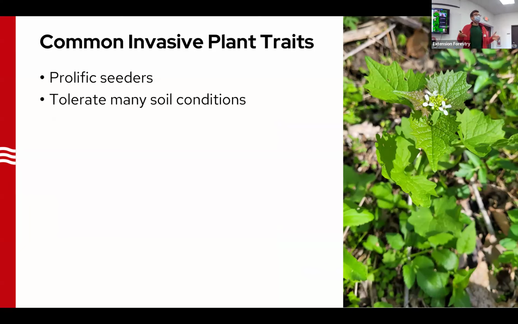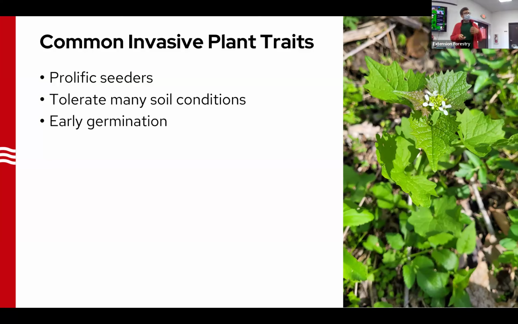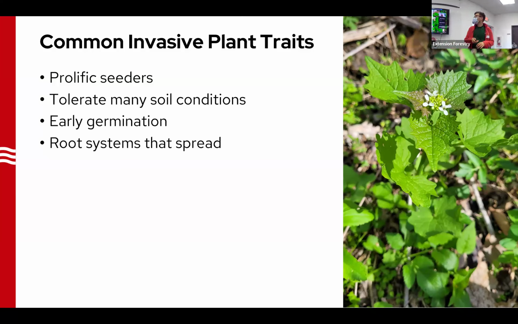Oftentimes, these plants can be tolerant of many different soil conditions, so they can occupy different habitats. There are some invasive plants that really only show up in wet conditions. There's some that really show up in dry conditions, but generally, most invasive plants have an ability to tolerate many different habitats. They also have a tendency to germinate early. When we're looking at common buckthorn, oftentimes this can be the first species to leaf out in a lot of forested settings, and sometimes they hold their leaves on for longer. So that's called growing in these shoulder seasons.